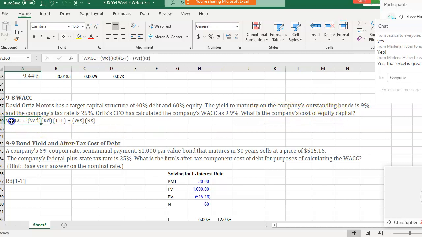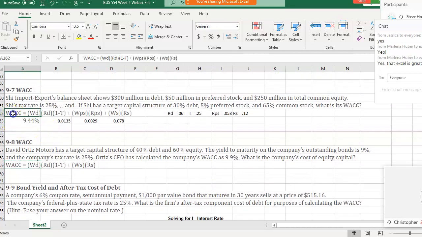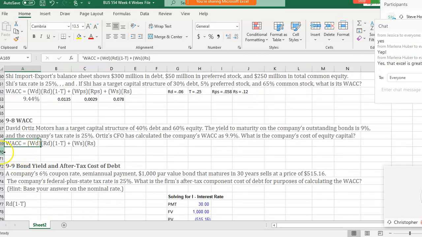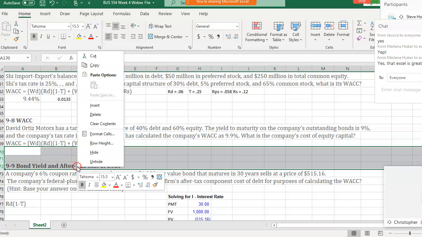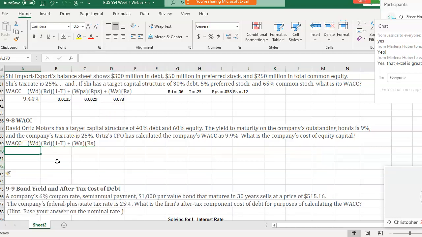So same formula here that I used here. The difference is that there's no preferred stock. What's different about this question is they already gave us what the WACC is. They said they think it's 9.9. That's fine. We can do that. So I'm just going to put in 0.099.